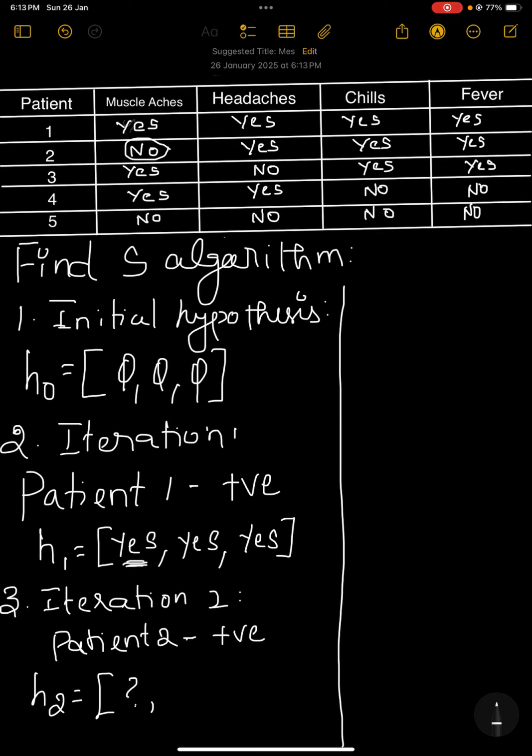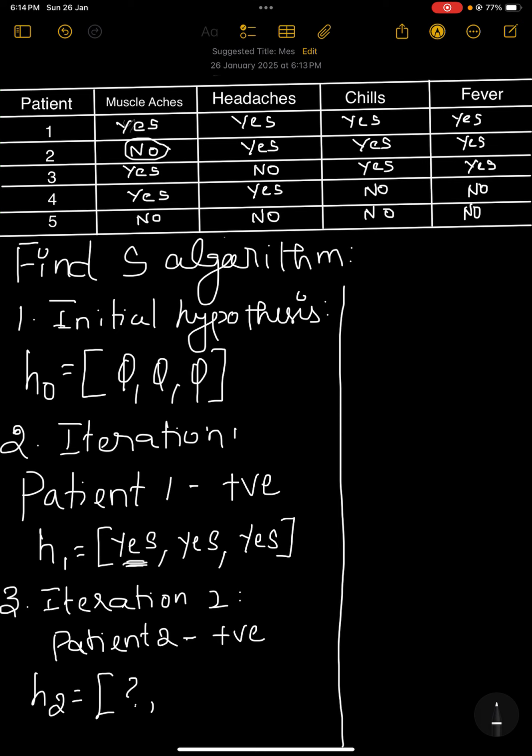If it is retaining the same, then it is strongly contributing to identify that a particular patient is suffering from fever. So if the values are changing, you have to replace it with a question mark. If the values are same, you have to retain the same value. This is what the procedure is.